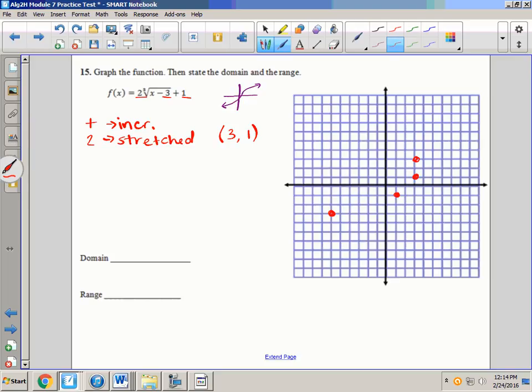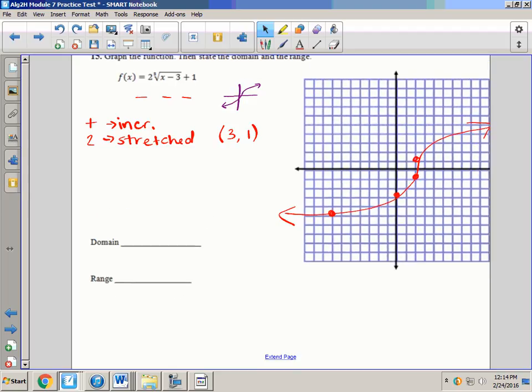So I'm going to go ahead and finish off this graph to match the cubic function. Now it asks me to find the domain and the range.